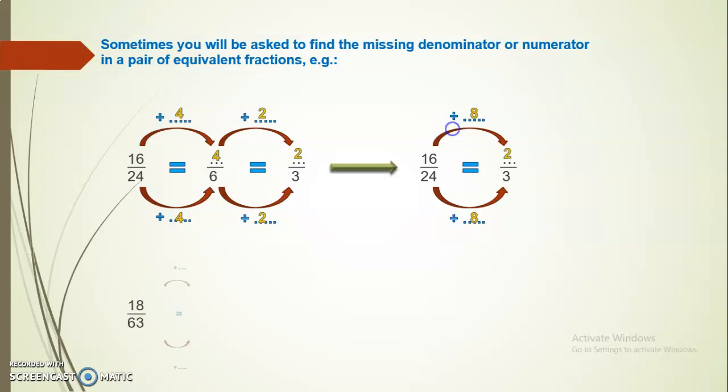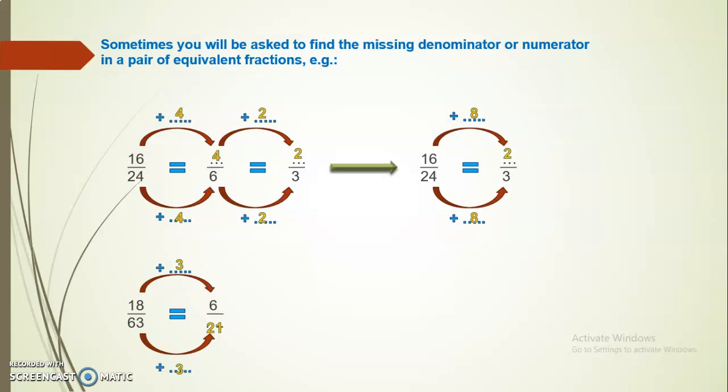Another one, 18 over 63 equals 6 over dots. What is the relation between 18 and 6? 18 divided by 3 is 6. So 63 divided by 3 is 21.